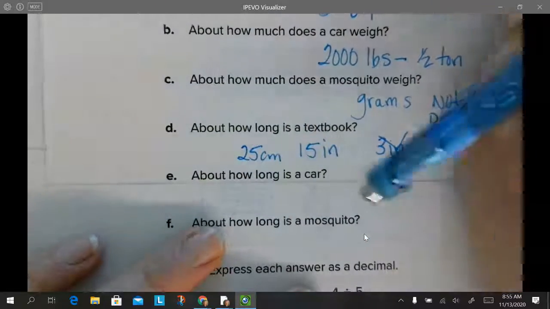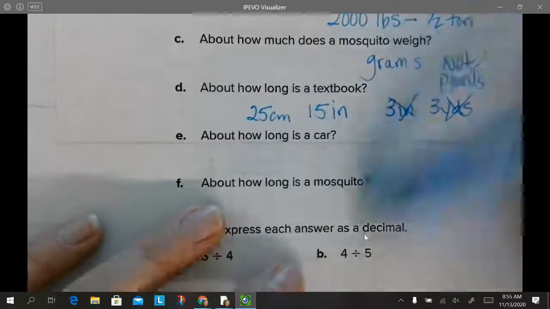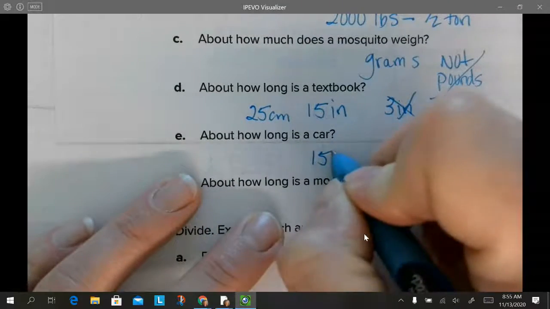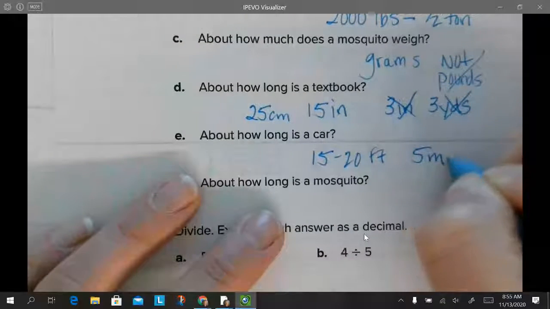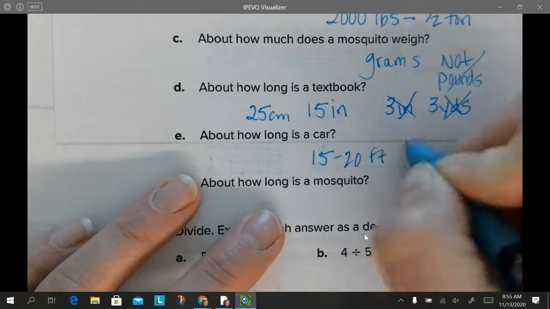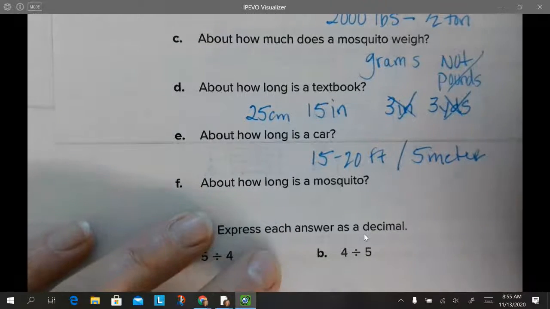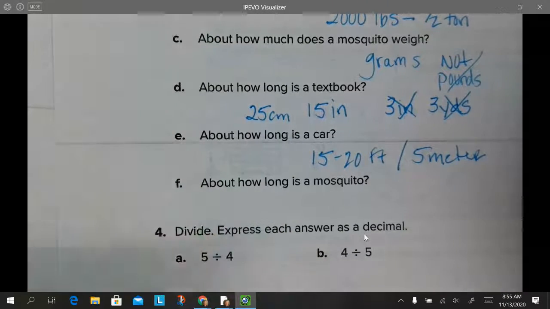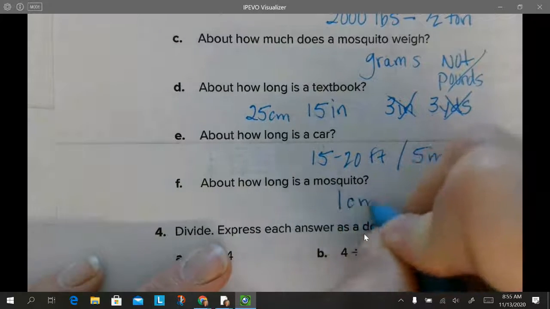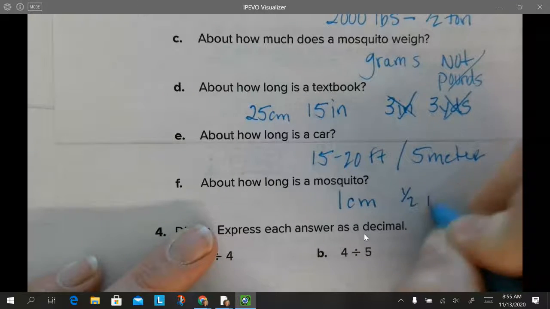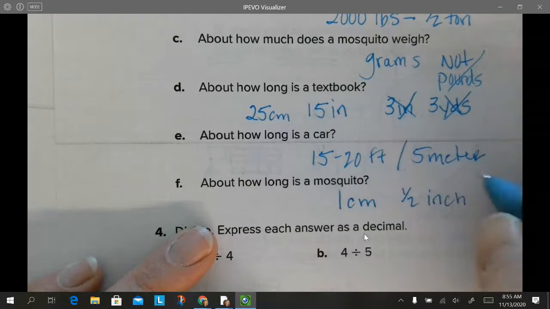All right, how long is a car? Well, a car could be about 15 to 20 feet or maybe 5 meters. It wouldn't be 5 feet. That'd be way too short. That would be like the length of a table. So somewhere around there. How long is a mosquito? Well, a mosquito could be 1 centimeter or maybe half an inch. Any of those are fine.